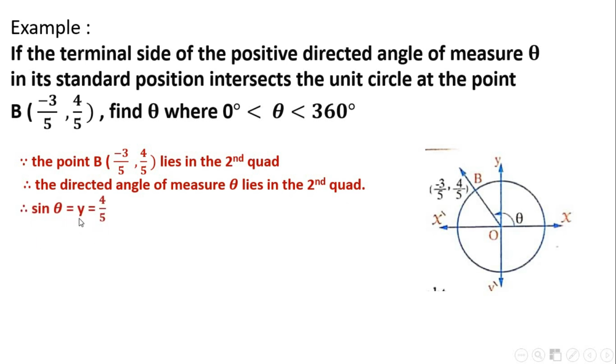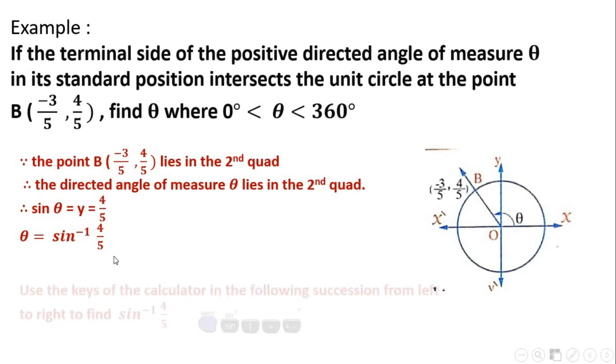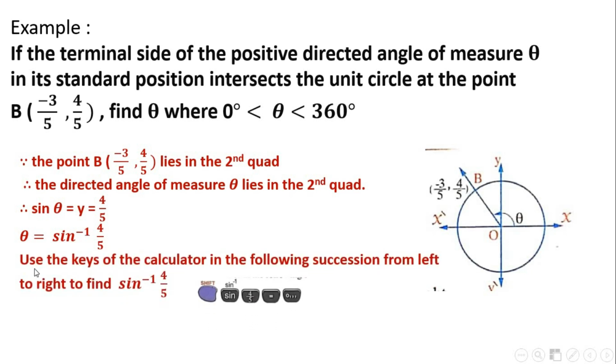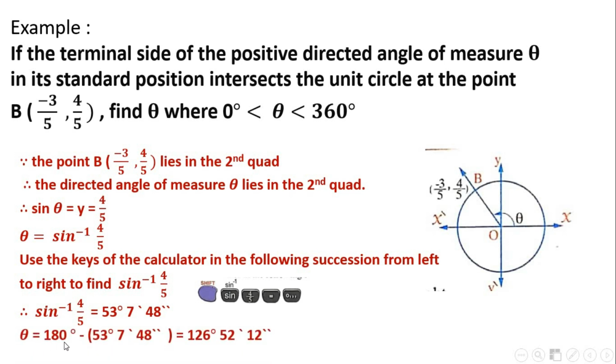Therefore, sine theta equals y equals 4 over 5, and theta will be sine minus 1 of 4 over 5. Then you use the keys of the calculator in the following succession from left to right to find sine minus 1 of 4 over 5 as follows. Therefore, sine minus 1 of 4 over 5 equals 53 degrees, 7 minutes, and 48 seconds. So theta equals 180 minus the same angle, which equals 126 degrees, 52 minutes, and 12 seconds.